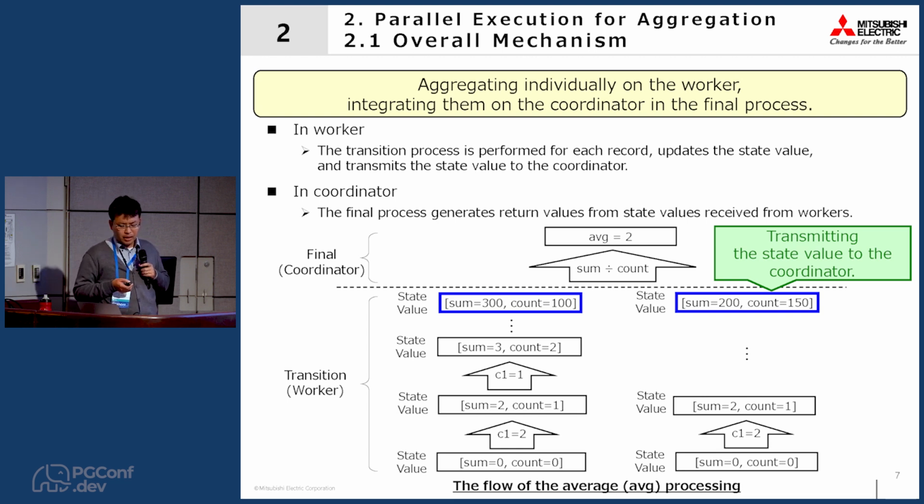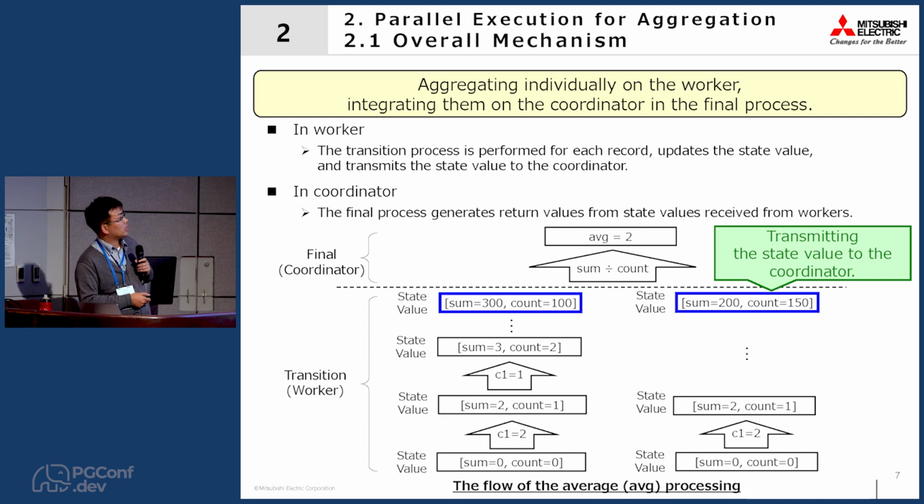Recall the overall mechanism of parallel aggregation in one server, based on the current parallel query feature. In this case, in the worker, the transition process is performed for each record. It updates the state value. This is the flow of the averaging processing. In this case, the state value is an array of sum and count.